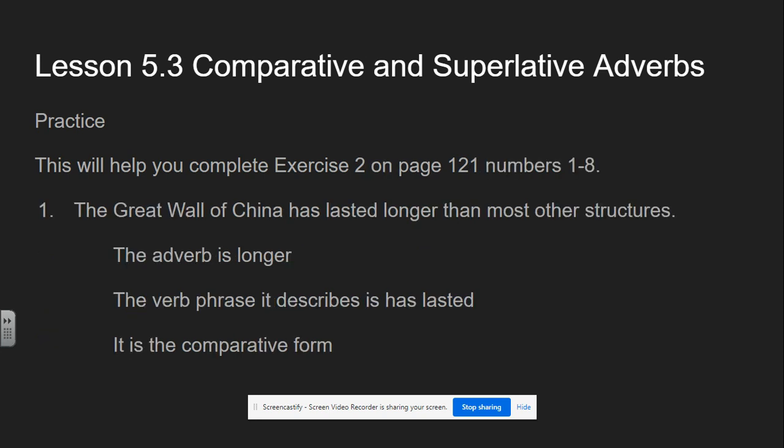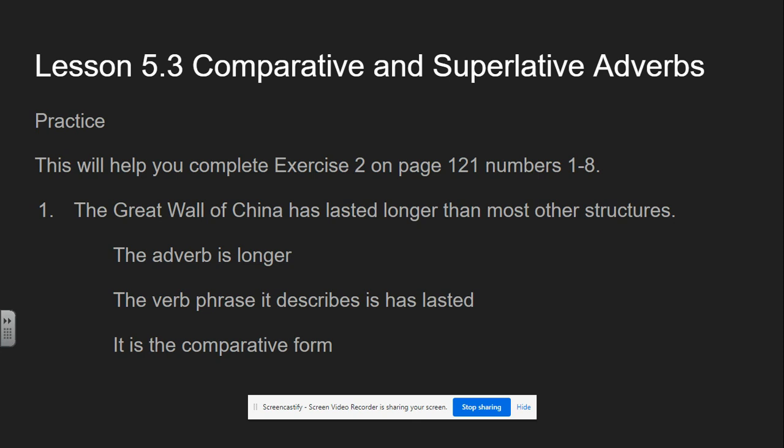All right, more practice. This is for exercise 2, which you're going to find on page 121, numbers 1 through 8. The directions say, identify the verb in each sentence. Tell whether the adverb is in the comparative or superlative form. Then tell the verb or verb phrase each adverb describes. The sentence number 1 is, the Great Wall of China has lasted longer than most other structures.